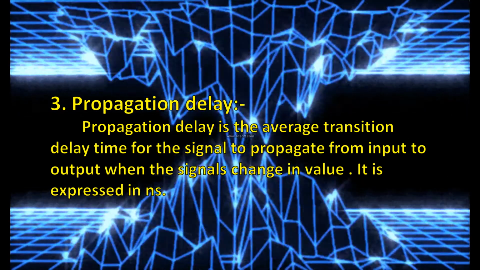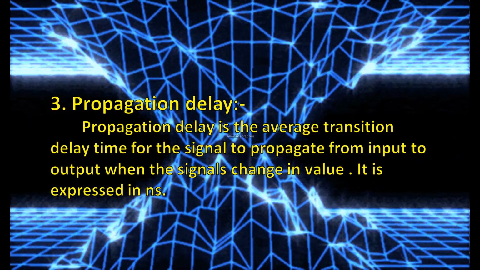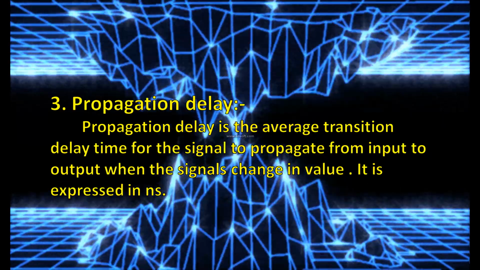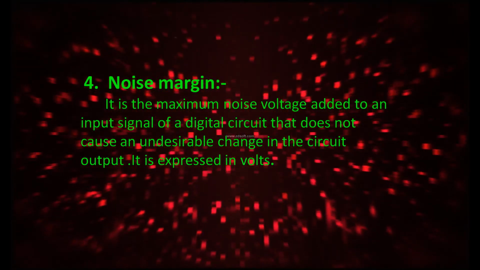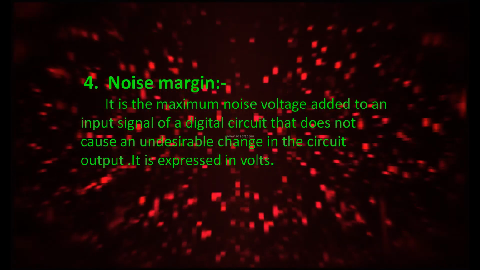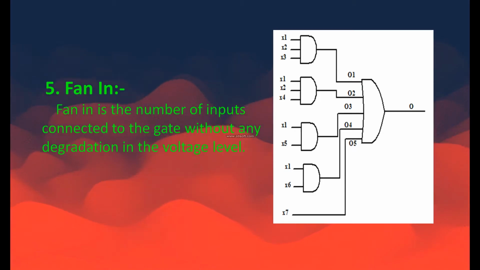Propagation delay is the average transition delay time for the signal to propagate from input to output when signals change in value. It is expressed in ns. Noise margin is the maximum noise voltage added to an input signal of a digital circuit that does not cause an undesirable change in the circuit output. It is expressed in volts.